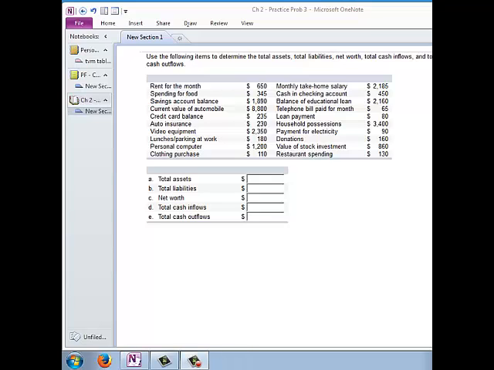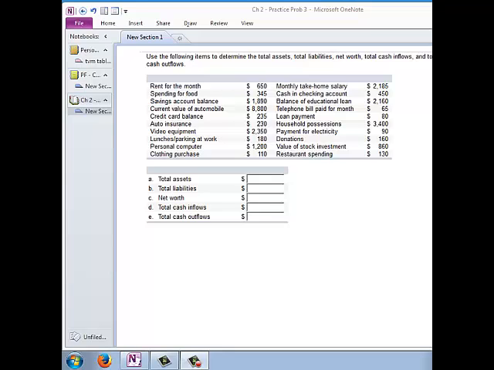Hi, today we are going to talk about Chapter 2, Practice Problem number 3. In this question, we're asked to find the different amounts of assets, liabilities, net worth, inflows, and outflows of cash given a monthly budget. So in this problem, we have a whole bunch of different pieces of your budget. And so first, I'm just going to look through each of them and see which I think they might be.